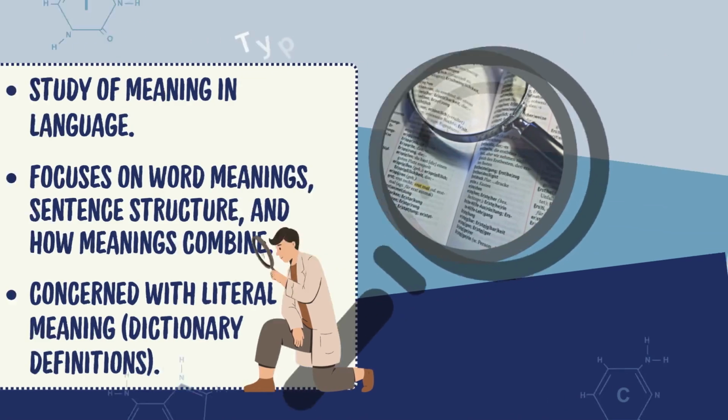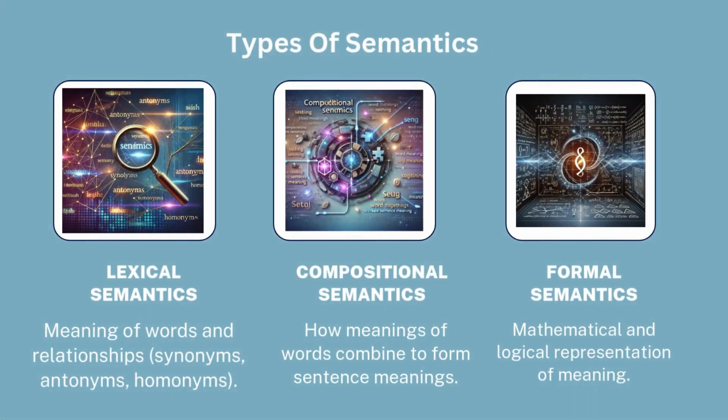It has three key types: lexical semantics, understanding word meanings and relationships, like synonyms and antonyms; compositional semantics, figuring out how words combine to form sentence meanings; formal semantics, using mathematical and logical methods to represent meaning.